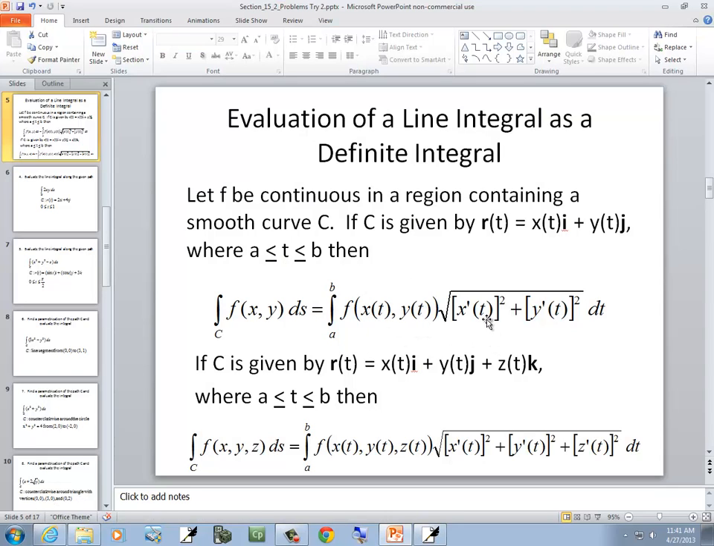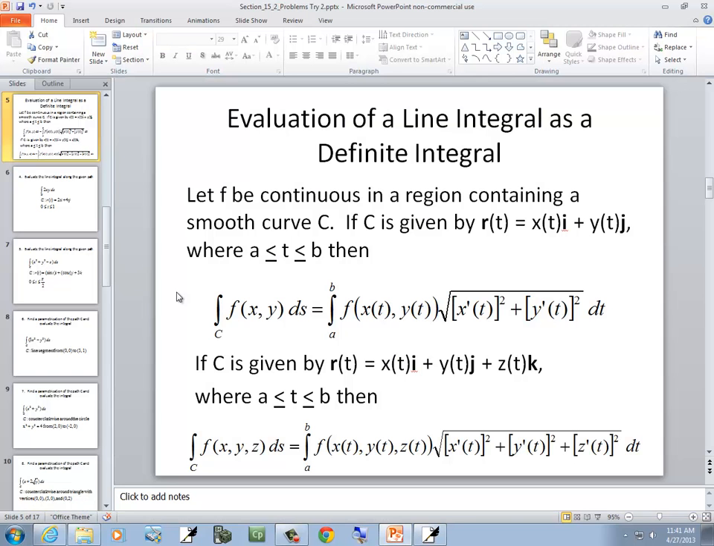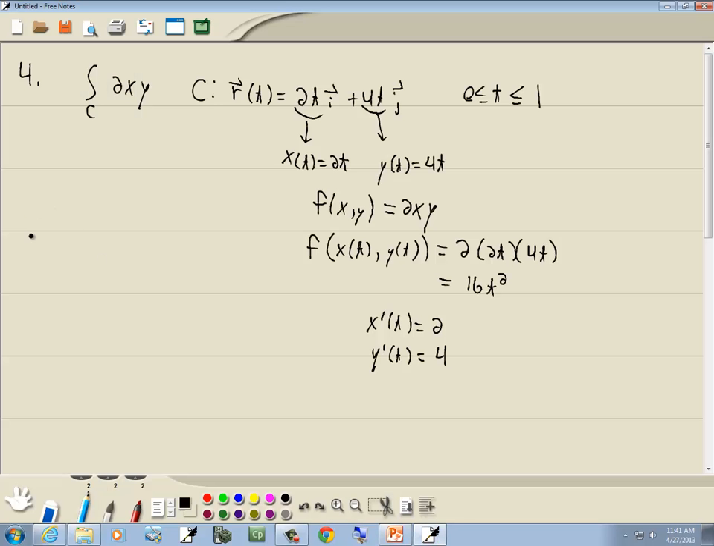Well, we need our x prime and y prime. So we got our x prime. Derivative of this is 2. And we need our y prime. Derivative of 4t is 4. And now we're ready to plug it into our formula.